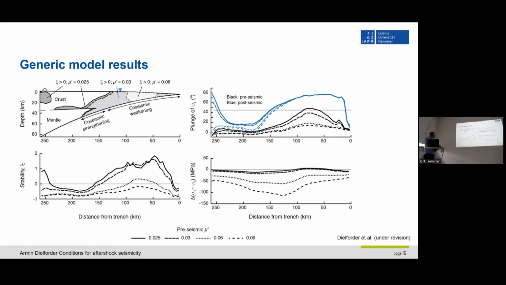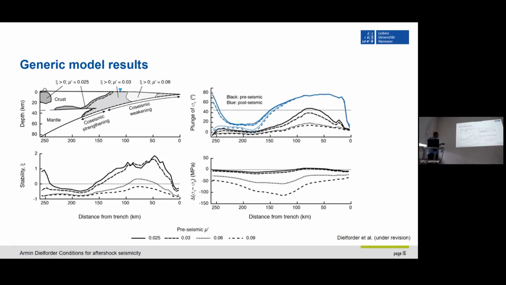And as this value becomes smaller and smaller, the area in which we have the right stress change to trigger aftershocks increases and increases, which you can see by these larger gray areas outlined above here. And then you can see that there's even a big difference between a value of 0.025, in which case there's also some instability underneath the arc region, and 0.03, which is missing this region.